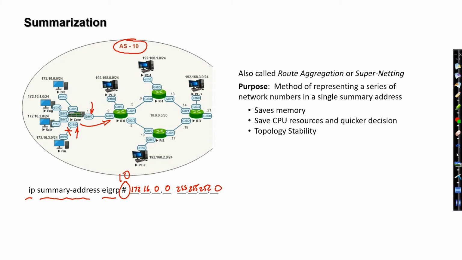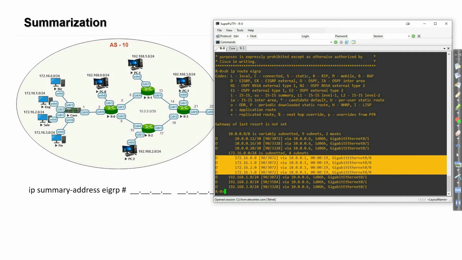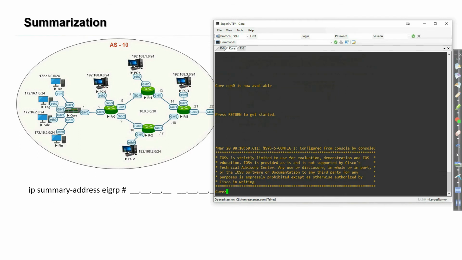Let's perform this on the core switch and see what happens on router 0. And here we are back in router 0, and its routing table with 4 entries for 172.16 networks. So let's go to the core switch.